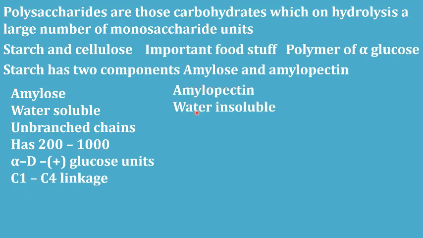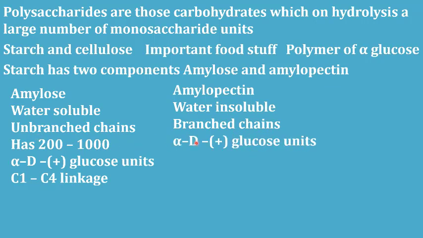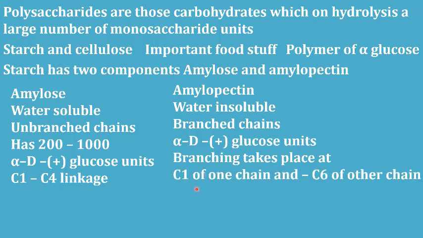Now let us see amylopectin. Amylopectin is water insoluble. Here, amylose is water soluble and amylopectin is water insoluble. Amylose is an unbranched chain, whereas amylopectin has branched chains. So many amylose chains are branched with each other, therefore we get amylopectin. This is also made of alpha D plus glucose units. Branching takes place at C1 of one chain and C6 of another chain.